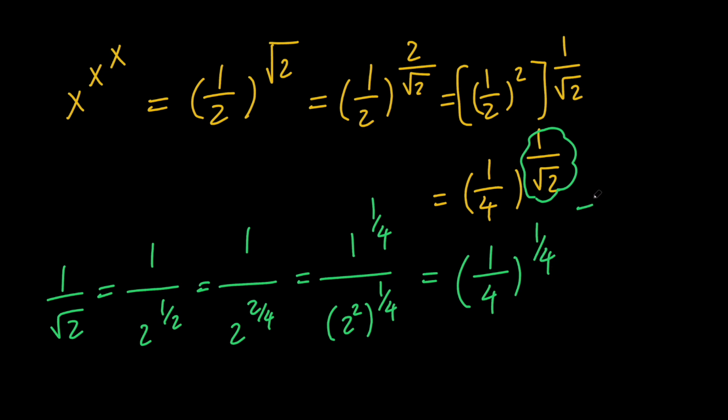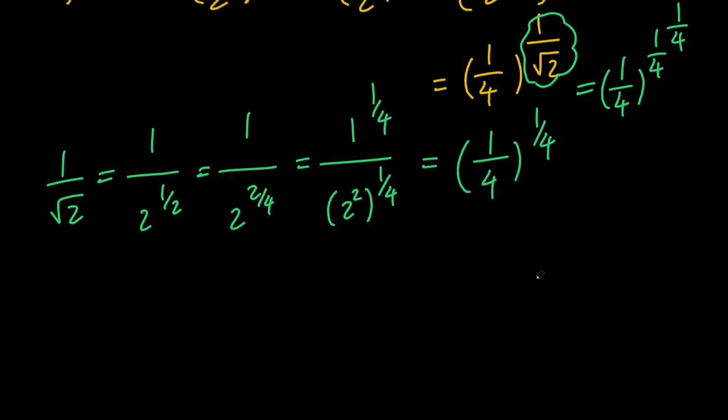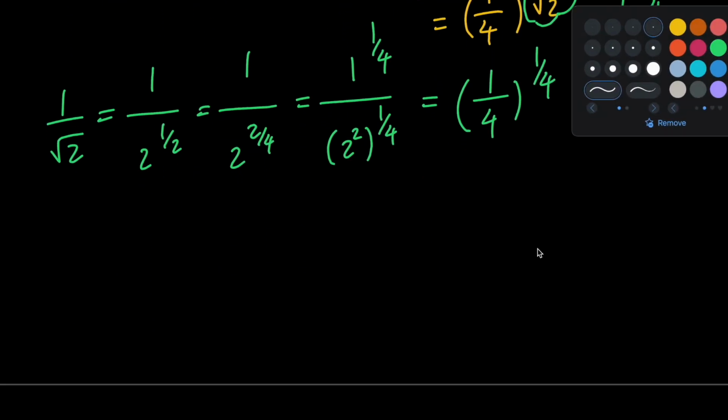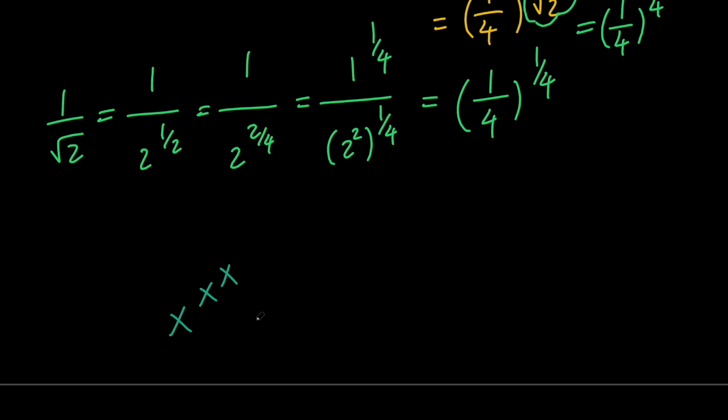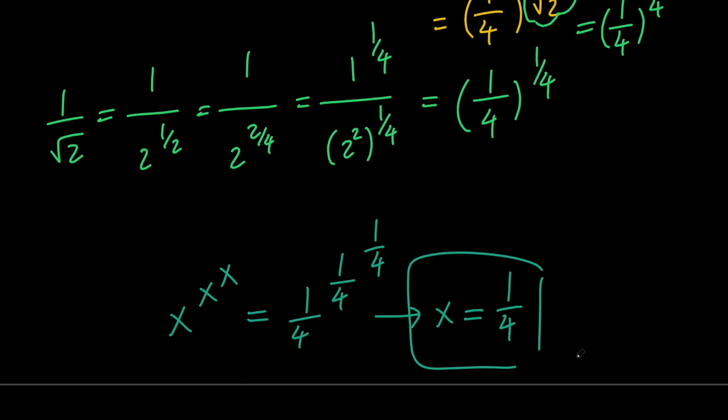So this means that this is equal to 1 over 4 to the power of 1 over 4 to the power of 1 over 4. And this is equal to x to the power of x to the power of x. So basically we have x to the power of x to the power of x equals 1 over 4 to the power of 1 over 4 to the power of 1 over 4, which means that x equals 1 over 4.